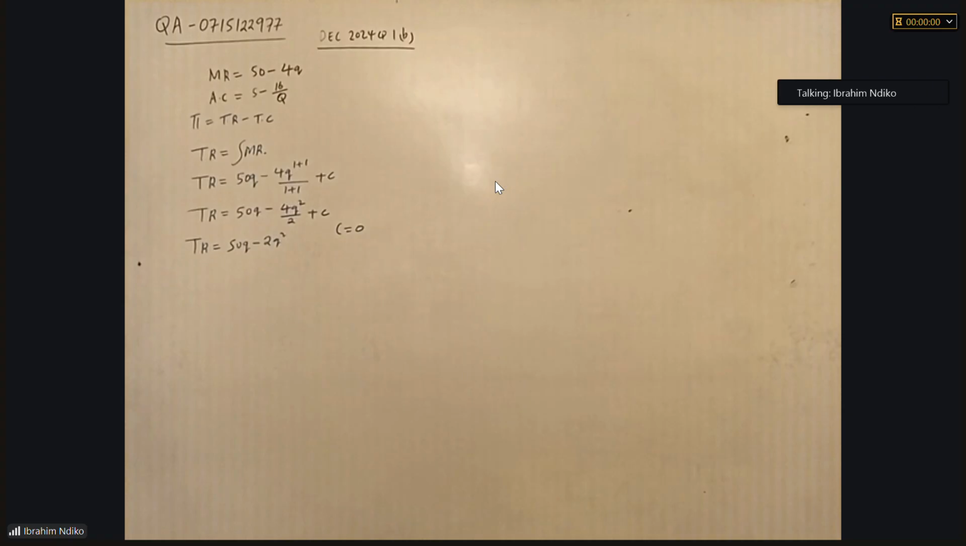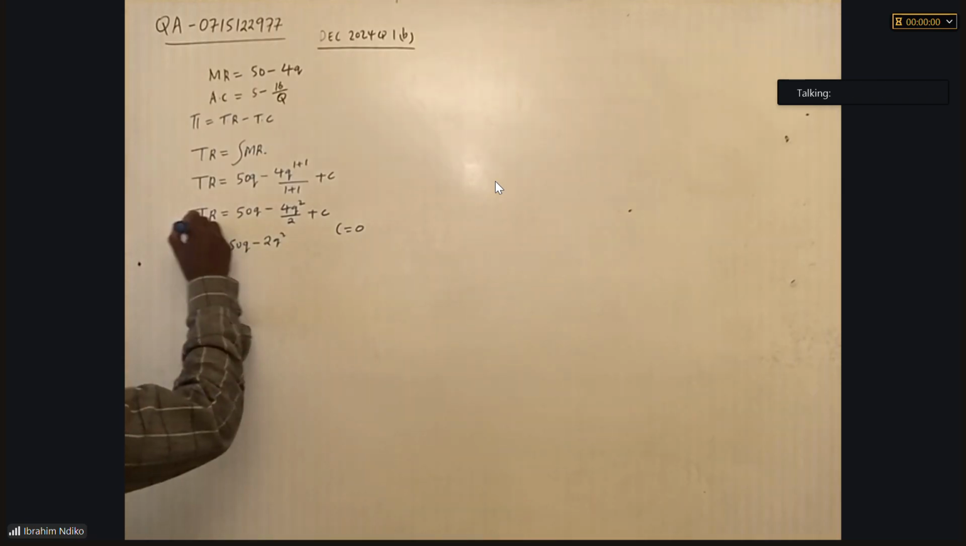So that one is fine. So you just integrate the items: 50Q minus 4Q squared over 2. But remember, C is 0. So this one becomes our total revenue.